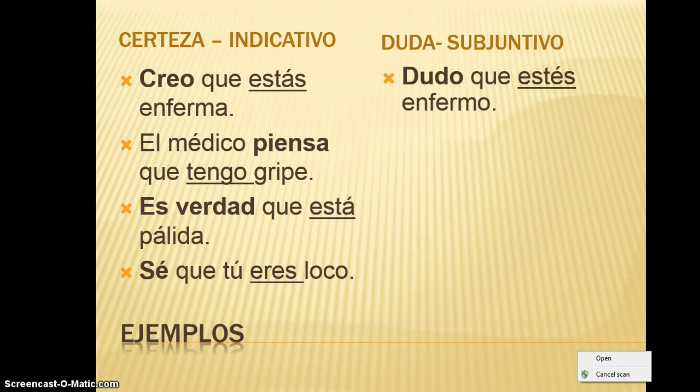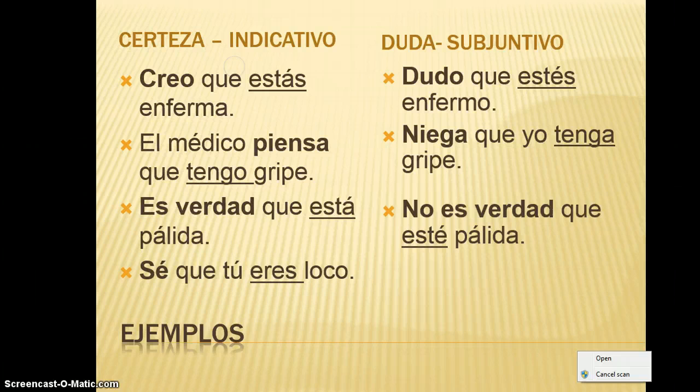With subjunctive sentences, we have expressions of doubt. An example would be dudo, from the verb dudar. I doubt that you are sick. Niega, from the verb negar. He or she denies that I have the flu. Again, it does not matter whether you are sick or I have the flu. It is the speaker's attitude towards the action.